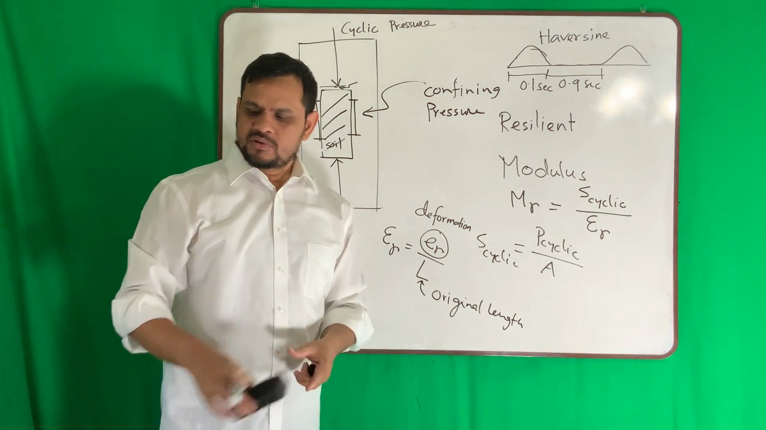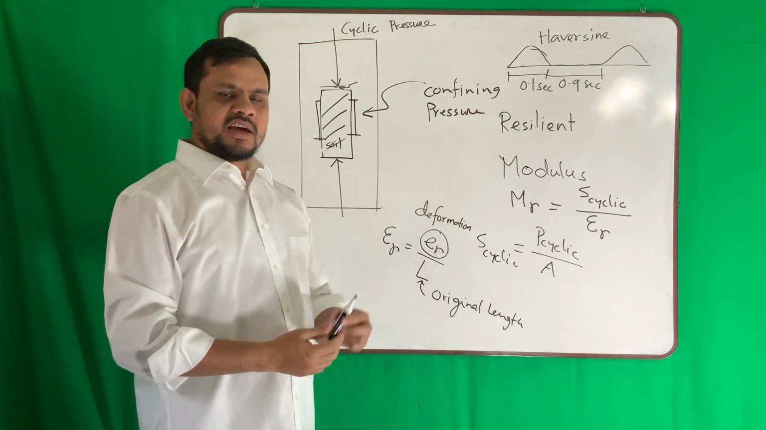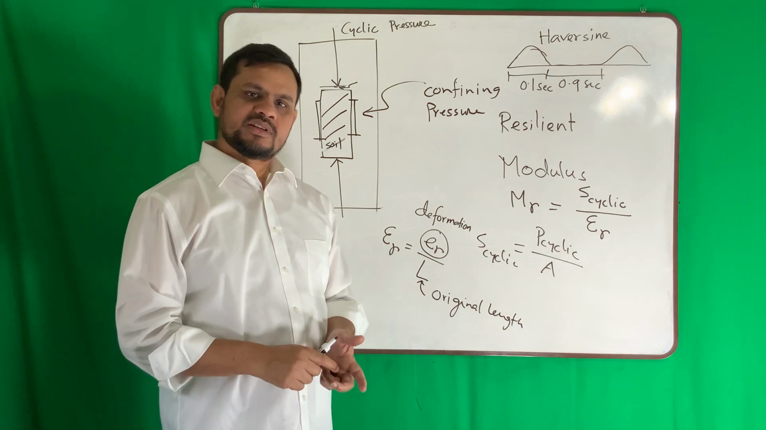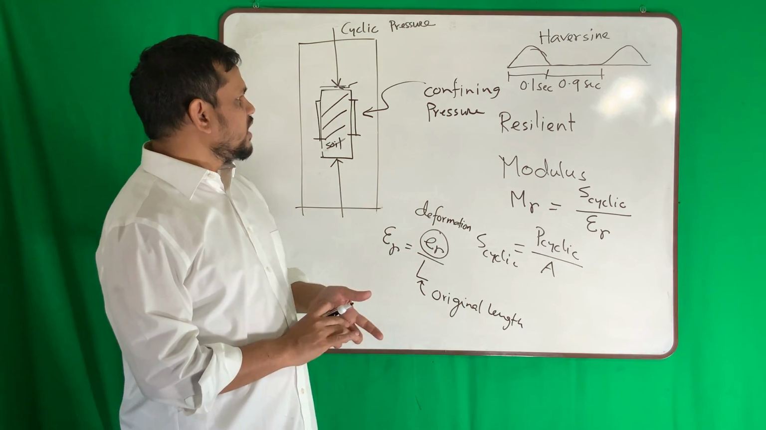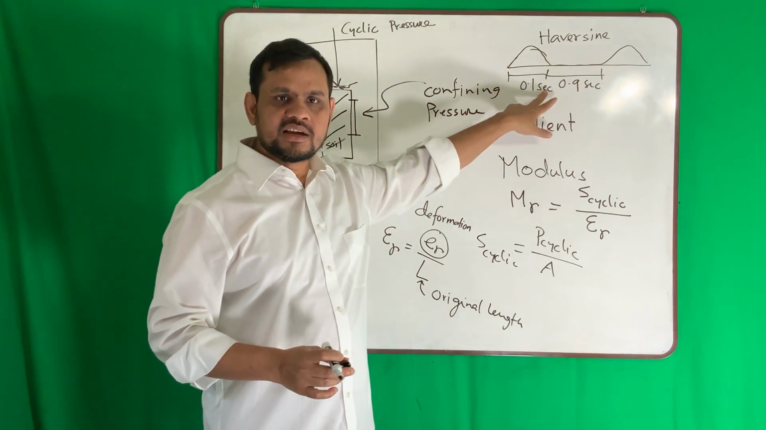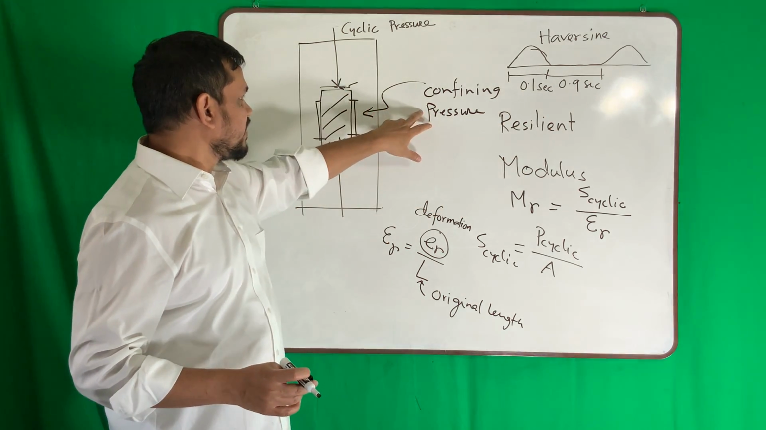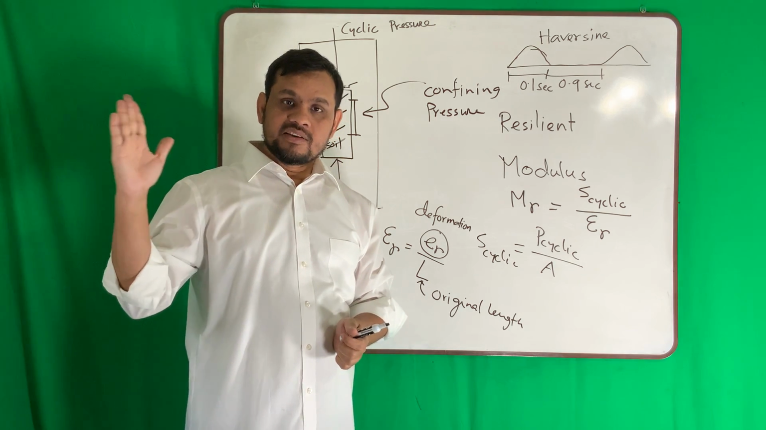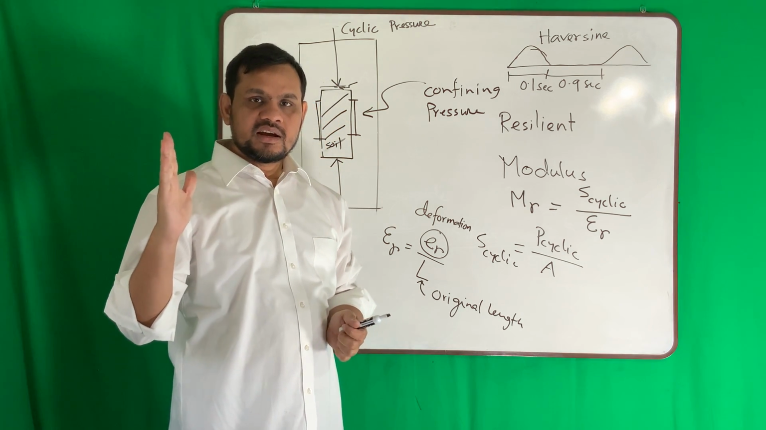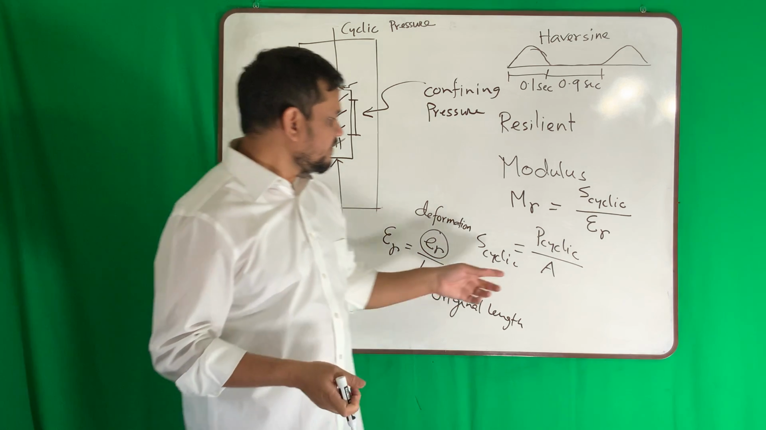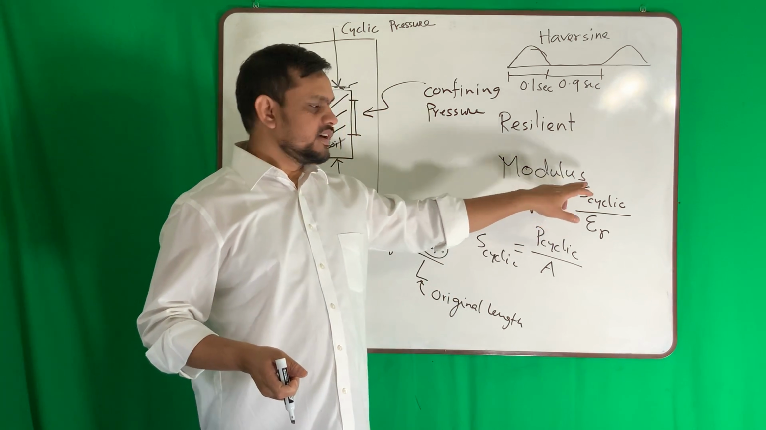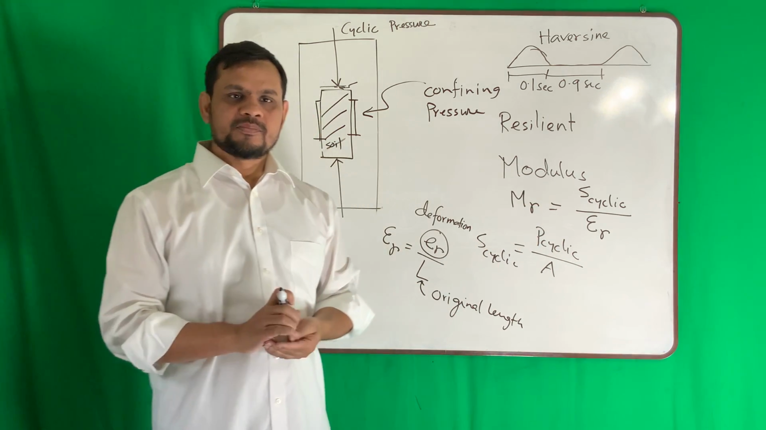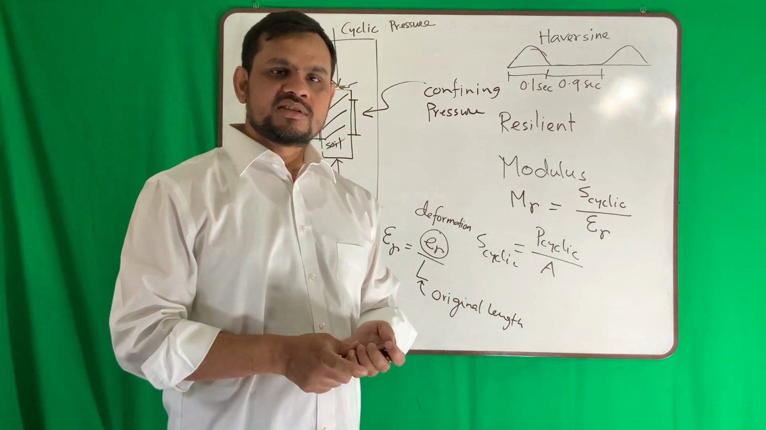It is similar to testing a steel specimen. Apply load, measure stress, measure strain, take the ratio. Similar, but here we apply many cycles, 100 cycles for a particular confining pressure and particular cyclic stress. And in the last 5 cycles, we take the average cyclic stress and average cyclic strain. The ratio is resilient modulus. So hopefully you understood what resilient modulus is.